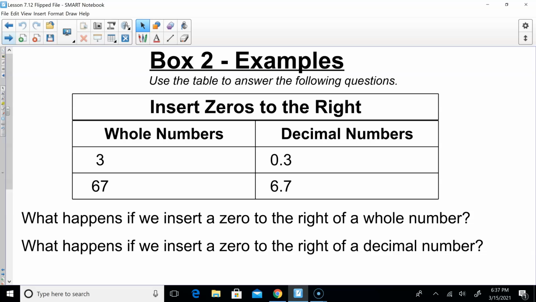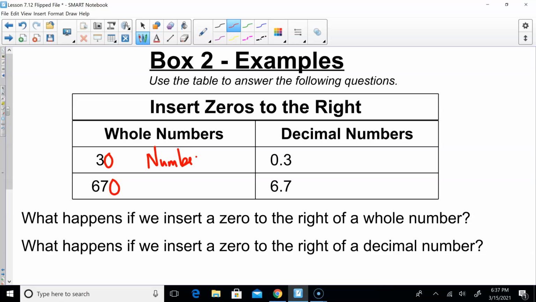So what happens if we insert a zero to the right of a whole number? Well, let's find out. If I take 3 and put a zero to the right of the whole number, this would make it 30. This would make it 670. So we notice that if we insert a 0 to the right of a whole number, it changes the number. So I'm going to say the number changes.